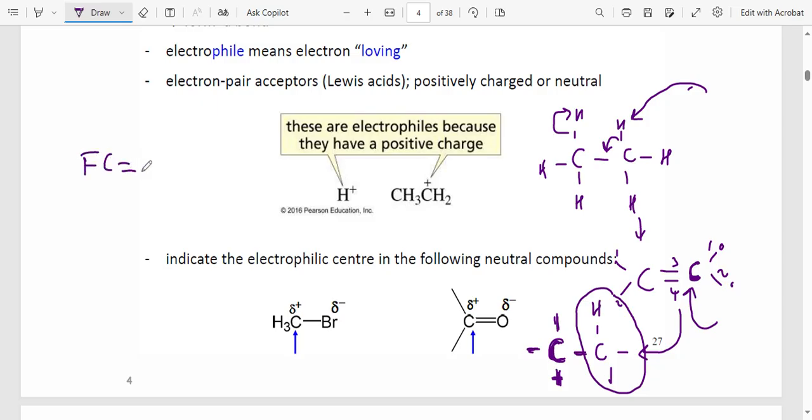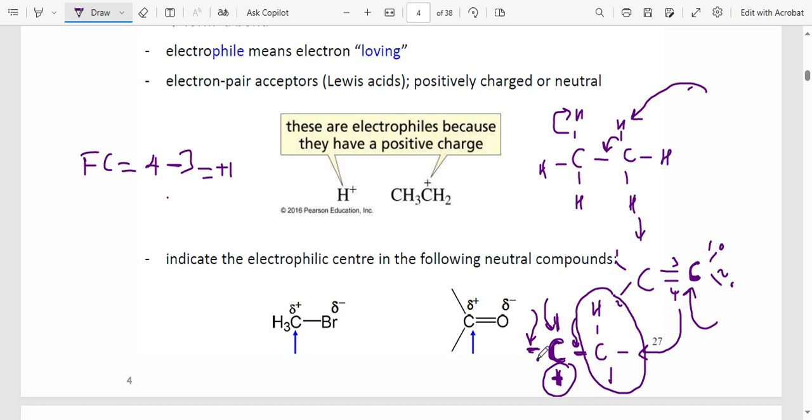Formal charge is given by the group number. Carbon is in group 4, minus the electrons in bonds, the shared electrons. So this one has 3 bonds: 1 bond, 2 bonds, 3 bonds. So 4 minus 3 gives us a positive 1. That's why you see this carbon is positively charged.